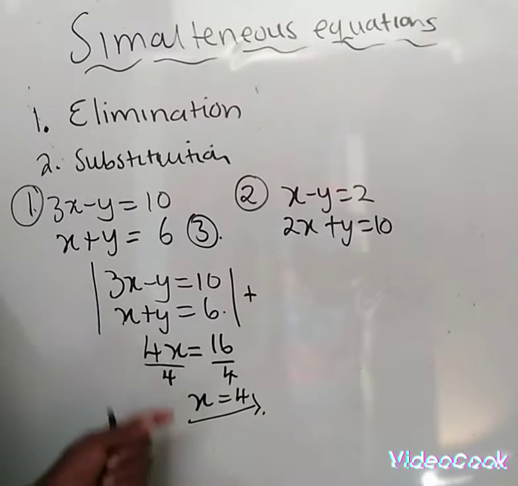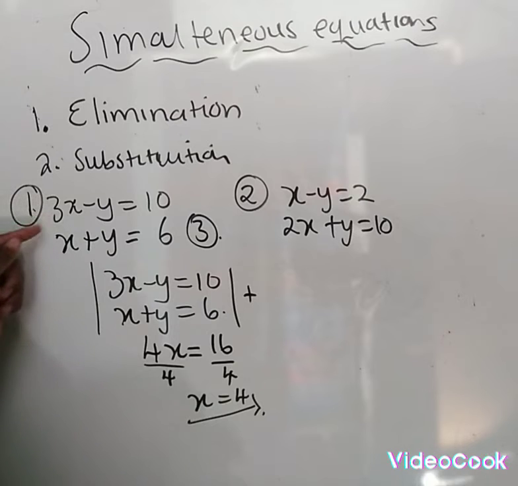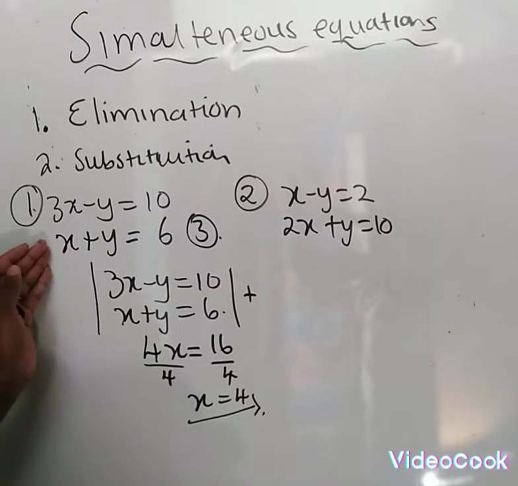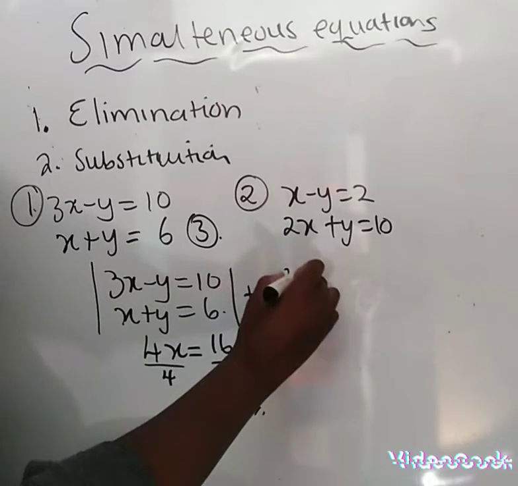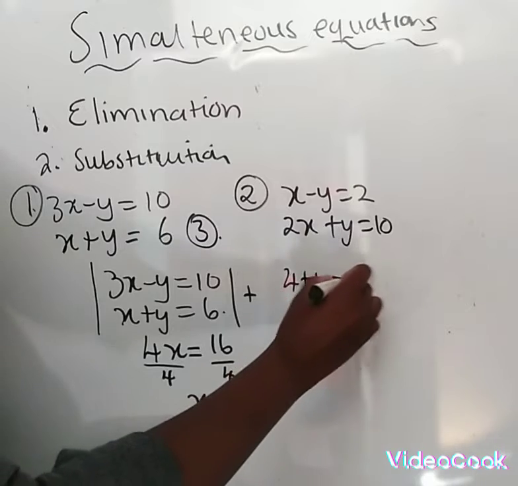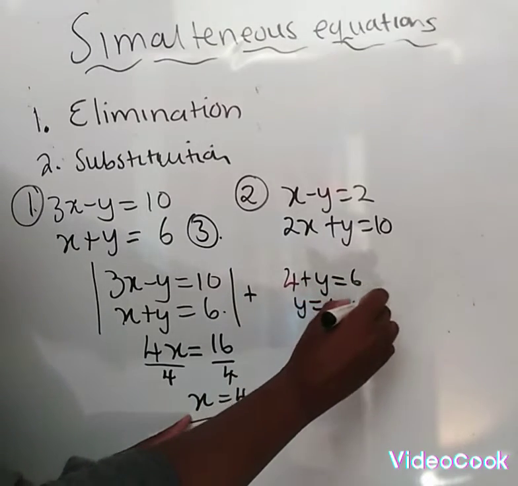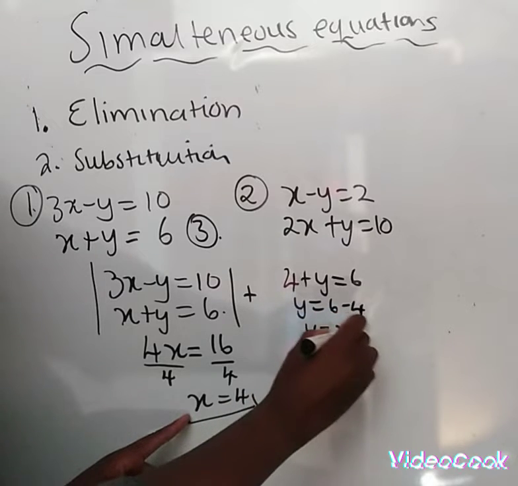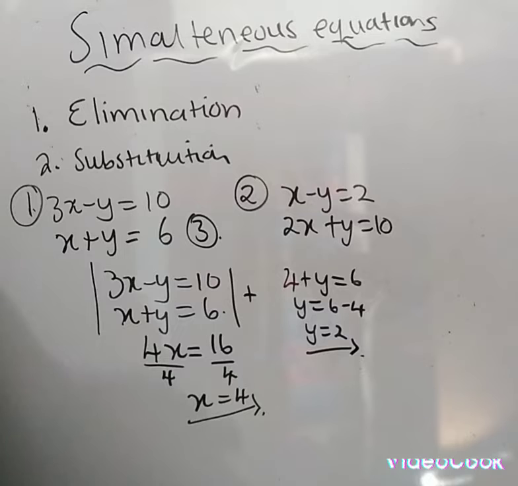Since now we know the value for x is a 4, what's the value for y? You choose any of the equations that you want to use here to find the value for y. I would prefer this one, x plus y is equal to 6. The value for x is a 4 already. 4 plus y is equal to 6. So my y is actually 6 minus 4, which is a 2. So I've managed to find the value for x and also the value for y.